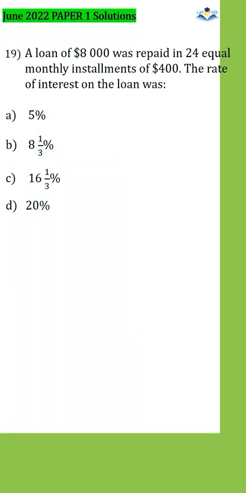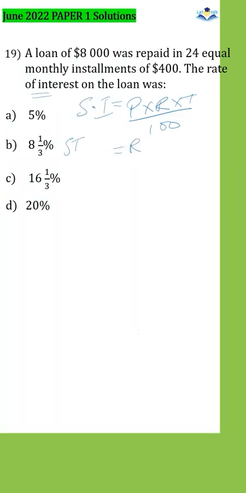So a loan of 8,000 was repaid in 24 equal monthly installments of $400. The rate of interest on the loan was, they want us to calculate the rate of interest. Now, what is the formula for finding simple interest? Let's start there. To find simple interest is principal by rate by time over 100. This question wants us to find the rate. So we would have to make R the subject of the formula.